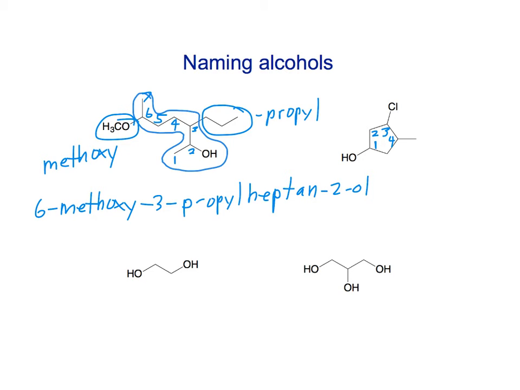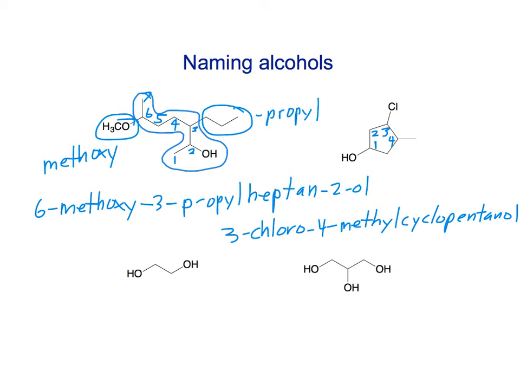So this is going to be a cyclopentanol. Because the OH is automatically at position 1, we don't have to put that 1 in the name. So this name is going to be, we'll start way over here, 3-chloro, 4-methyl cyclopentanol.